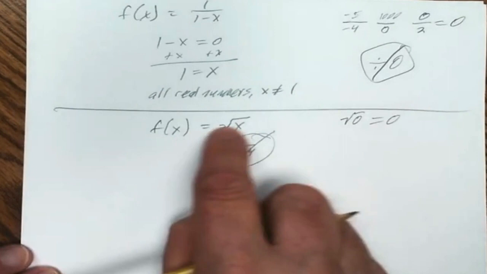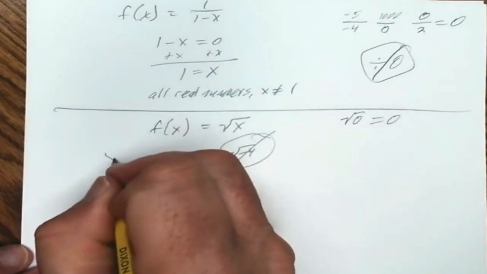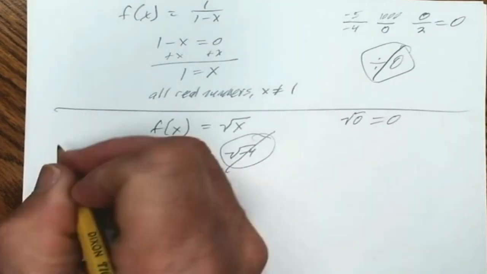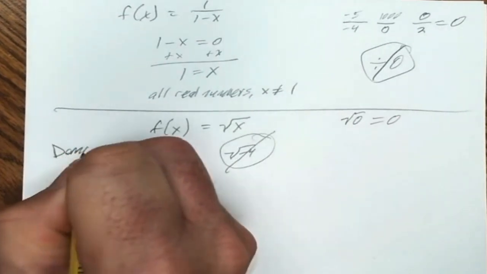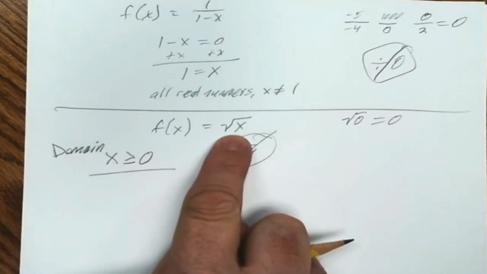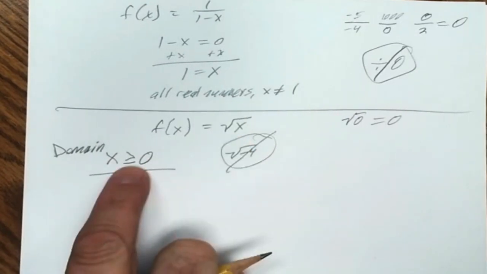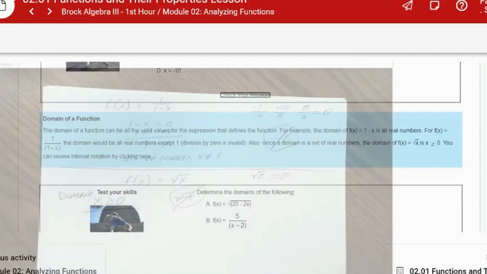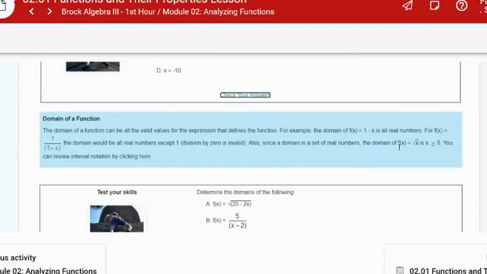So the domain for this would be x is greater than or equal to 0. That's the domain. As long as x is 0 or larger, we can take the square root of it. If it's below 0, it's not a valid number, not a real number. So that limits our domain. So it says the domain of f of x equals the square root of x is x greater than or equal to 0. So let's see, can we click there? No, that click doesn't work. Sorry.